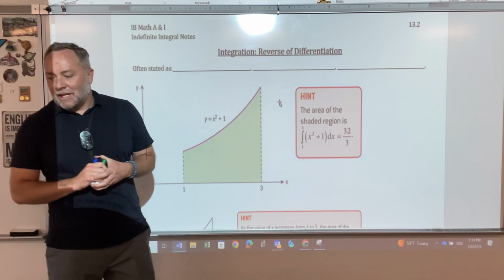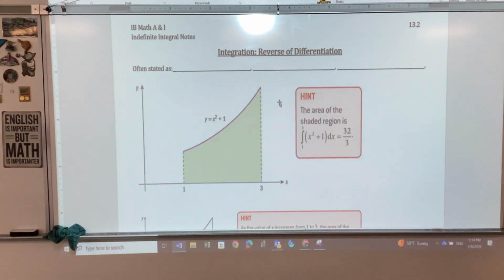Can I get a pencil? Can you get a pencil? No, that's not one of the words for integration.